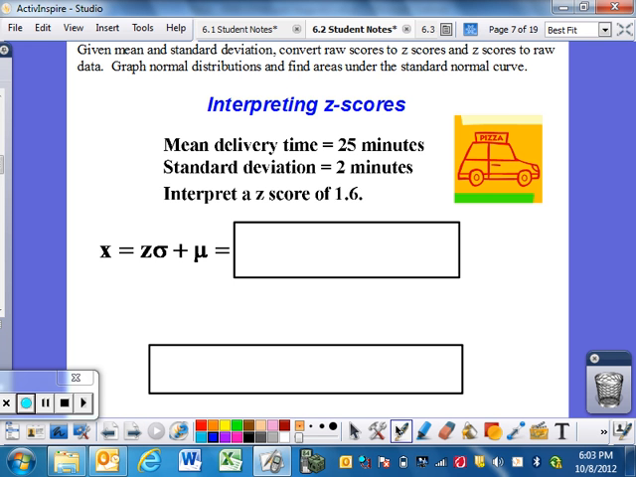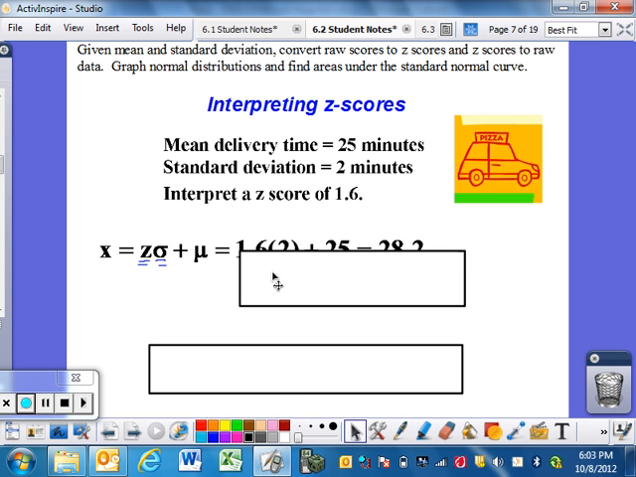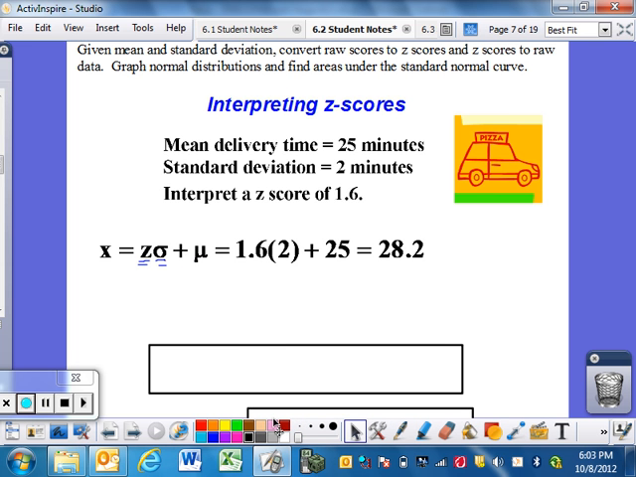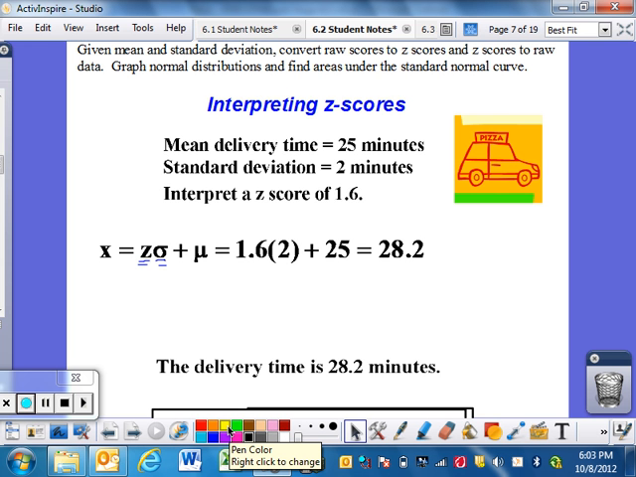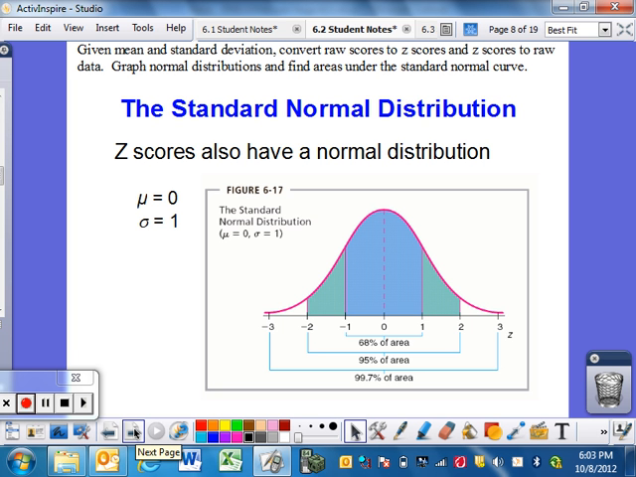Well, simply stated, it's your z-score times your standard deviation, and then you add your mean when you do the algebra. You just plug it in, and you get your pizza in 28.2 minutes in this case, or about 3.2 minutes above the mean. And that's kind of the idea that you can do. You basically multiply it by your standard deviation, and you add your mean. Okay, what is a z-score in general?